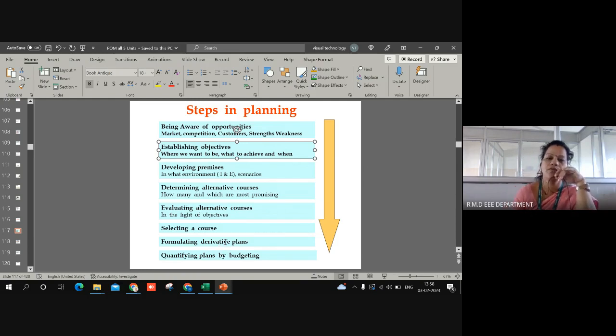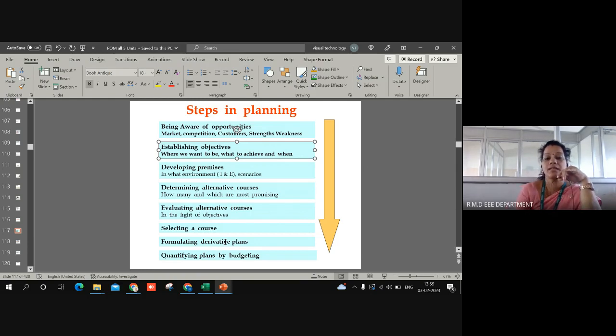And then the formulation of derivative plans. The derivative plan formulation comes as the next step. These are all formulated on the basis of the major plan. There are several minor plans required to support and execute the major plan, and these plans are known as derivative plans. The various derivative plans are planning for buying equipment and raw materials, recruiting the staff members, training those members for that particular field, and developing new products also. These are all coming under the derivative plans.